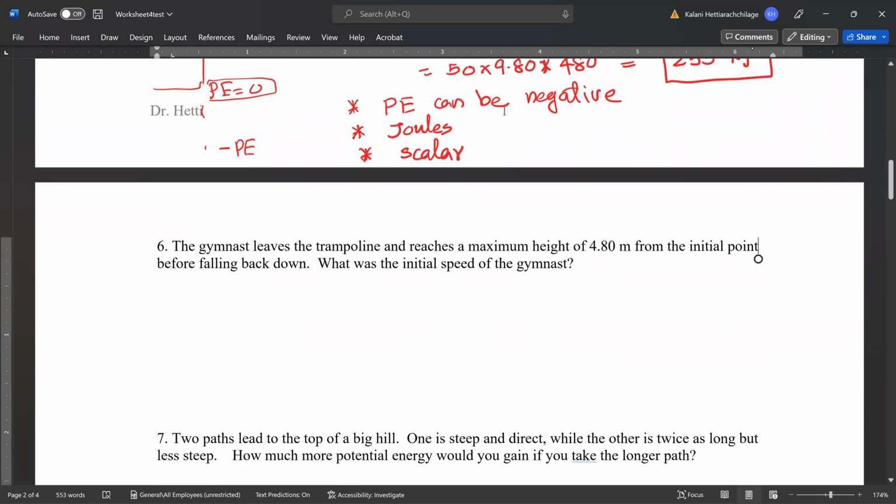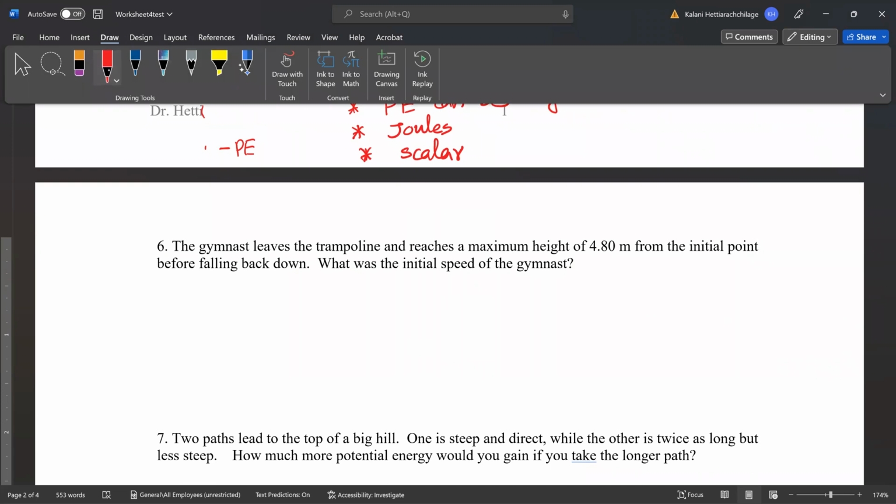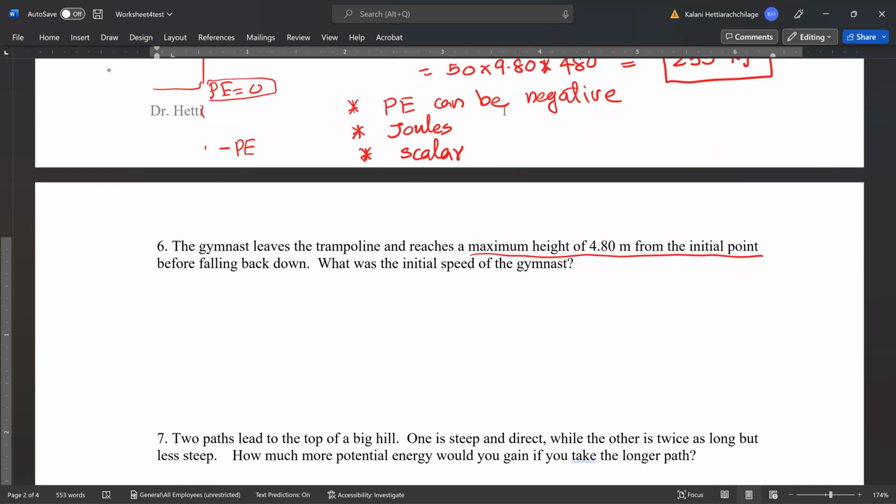So now we have a gymnast who leaves the trampoline and reaches the maximum height of 4.8 meters from the initial point before falling back down. So you really need to understand what is going on in real life. Since the maximum height is given, you need to read it carefully. Maximum height 4.8 meters from the initial point. That means your trampoline is sitting somewhere here, connected to the ground. It's not talking about the ground. It's talking about with respect to this point, right?